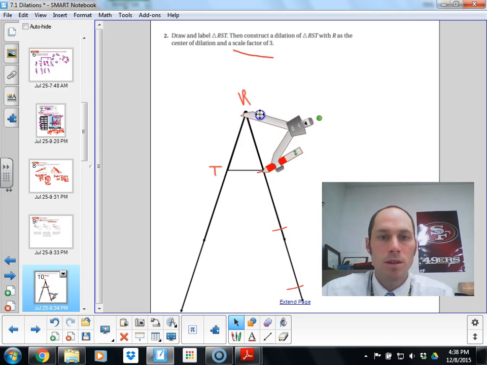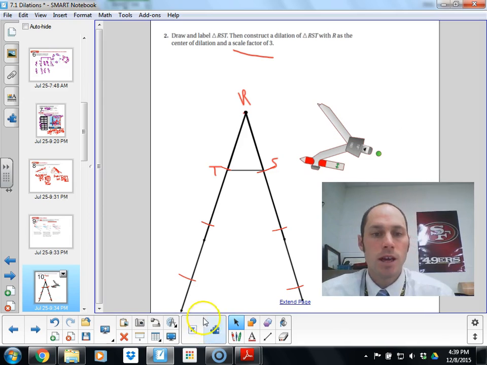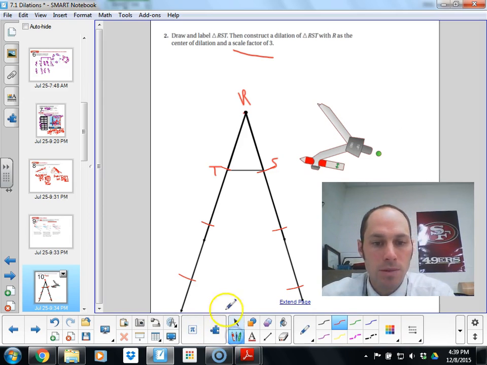I'll do the same thing with T. Measure off from the center of dilation. Need to shrink that just a little bit. So that's 1 distance to T, from R to T, 2 distances, and 3 distances now to get a scale factor of 3. So now that we've marked off 3 distances, we can get our points.